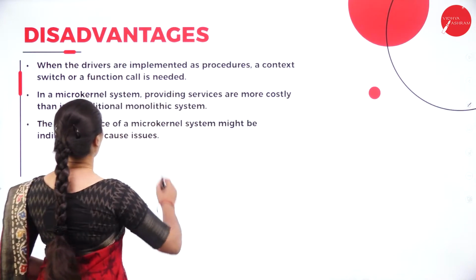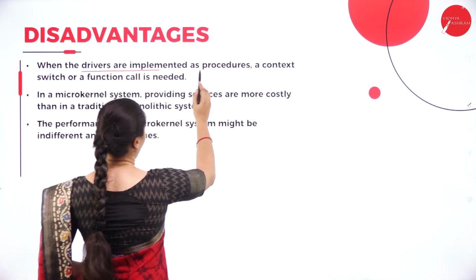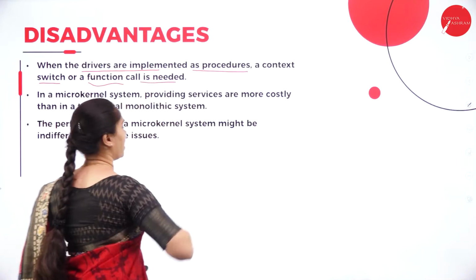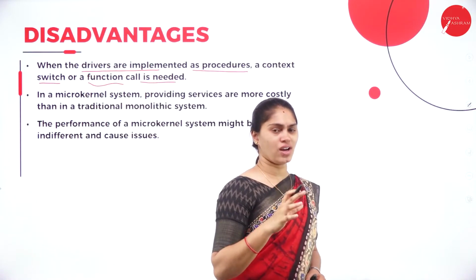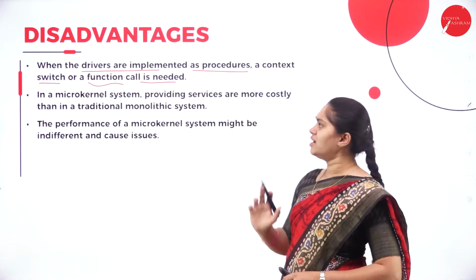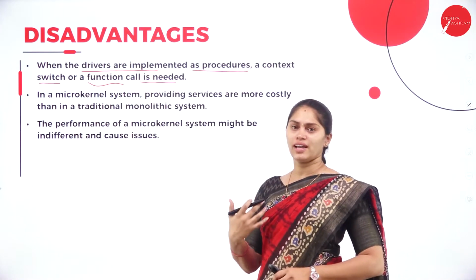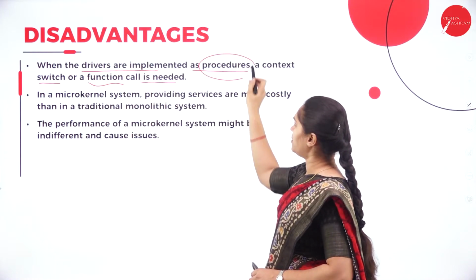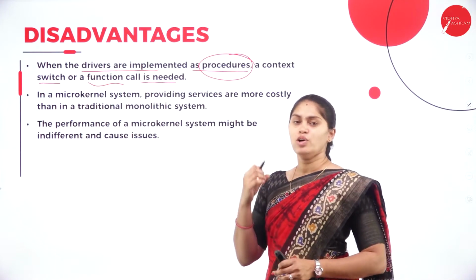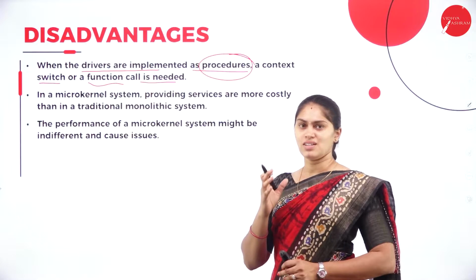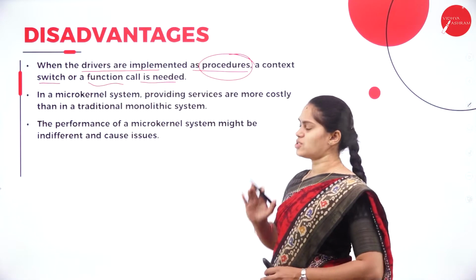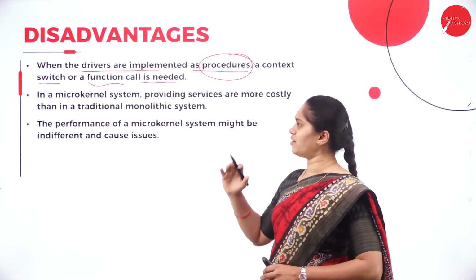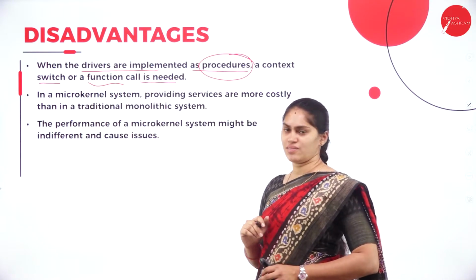So mainly what is it? When the drivers are implemented as a procedure, a context switch or a function call is needed. So in the architecture, you got to know that we have drivers. When we are implementing those drivers as a procedure, we need to call that procedure or method or operation. Then that is also required here. Context switching and function calls are needed when we are implementing all those device drivers.